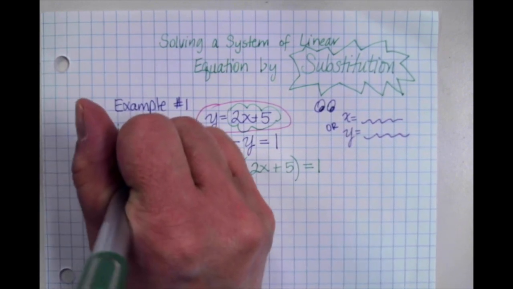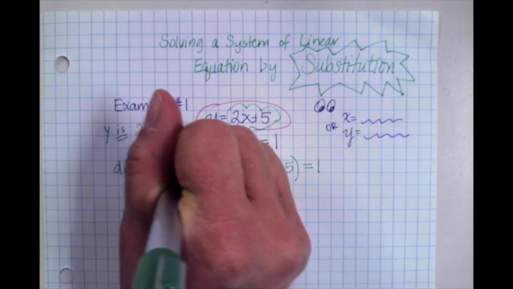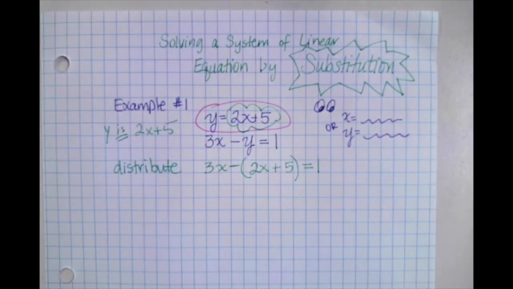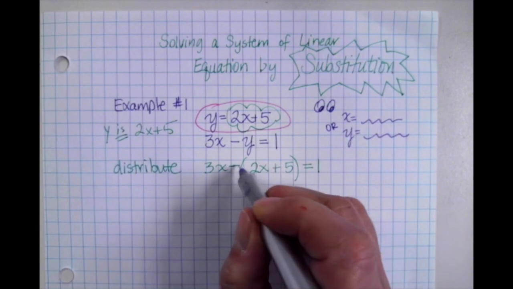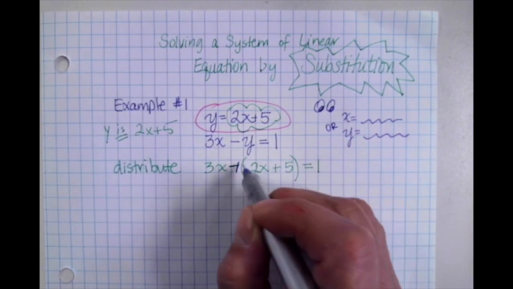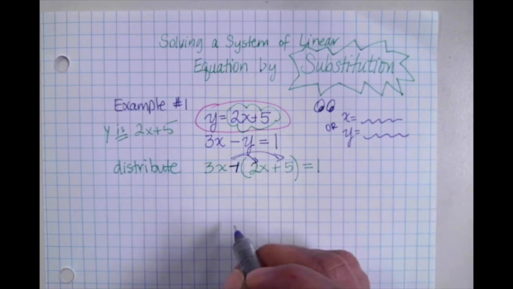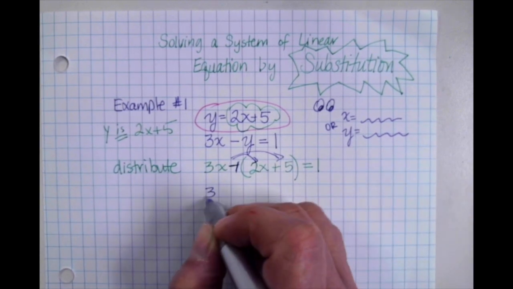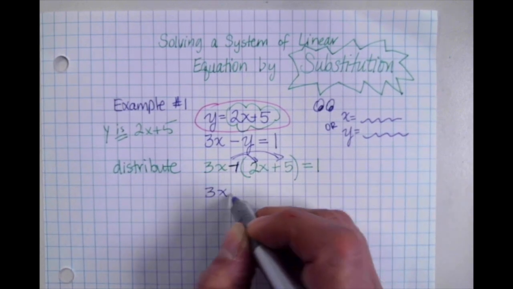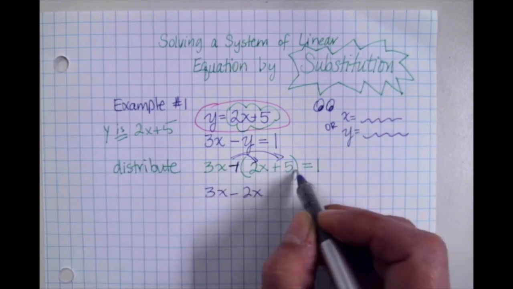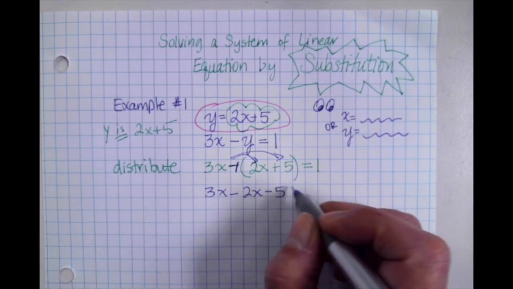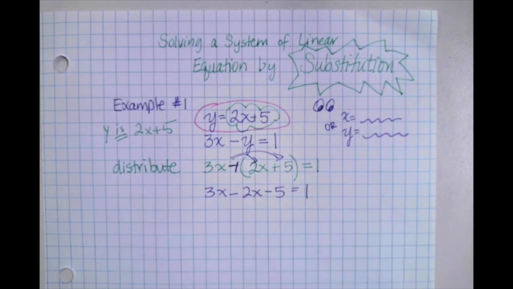So now, once I do that, I'm going to distribute. The way we distribute is, you can't see it, but it's a negative 1 in front of there. Negative 1 times 2x, and then negative 1 times the 5. So 3x, negative 1 times 2 is negative 2x, negative 1 times 5 is negative 5. So now I have actually done the substitution.